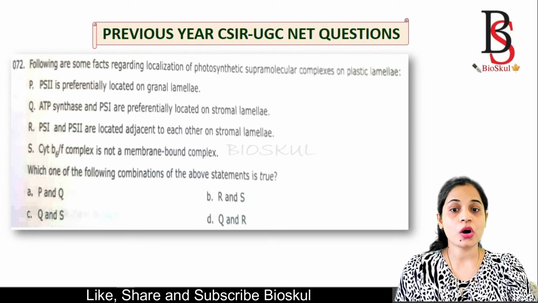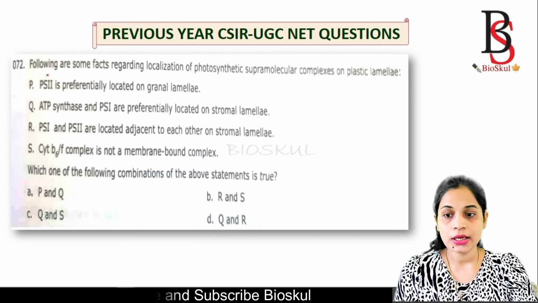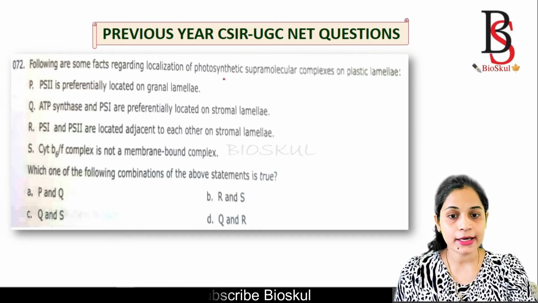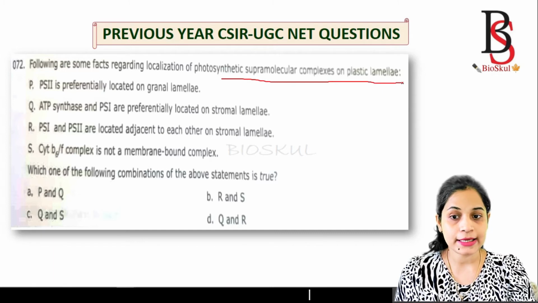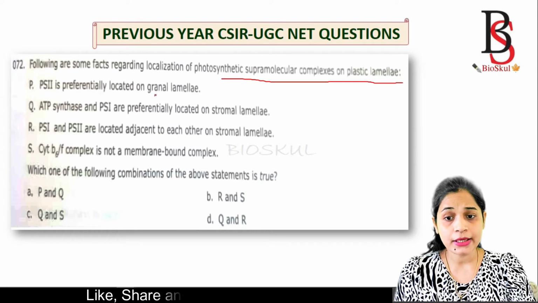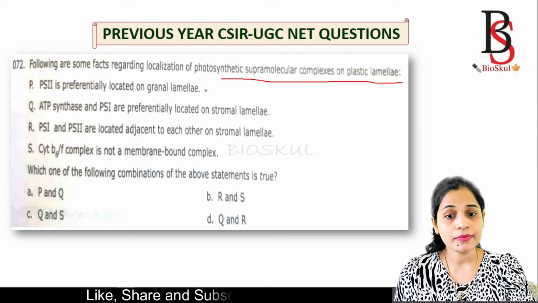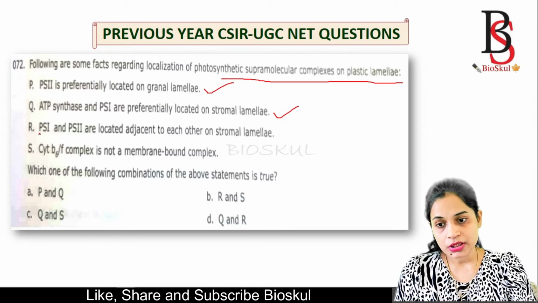Now we will focus on previous year CSIR UGC NET questions. Let's see the questions. The first one is: following are some facts regarding localization of photosynthetic supermolecular complex on plastid lamella. Okay, so photosystem 2 is preferentially located on granal lamella. Yes, photosystem 2 is located in the granal lamella. ATP synthase and photosystem 1 are located in the stroma lamella. Okay, as I told you before. So these are correct.